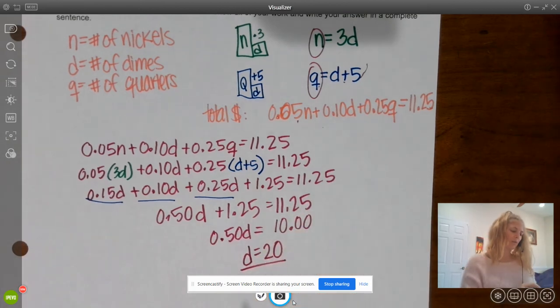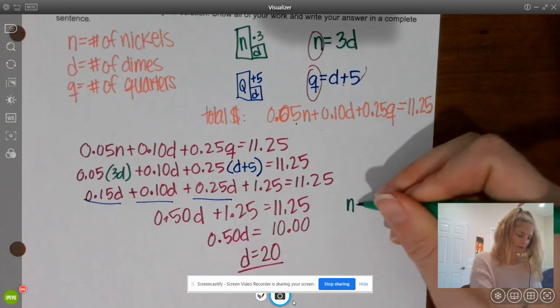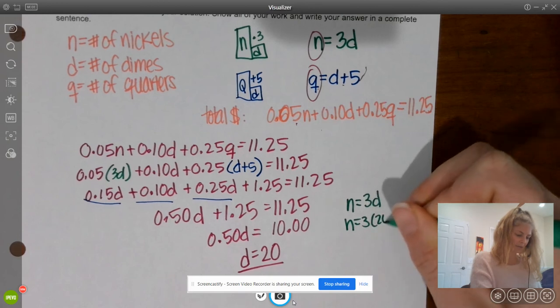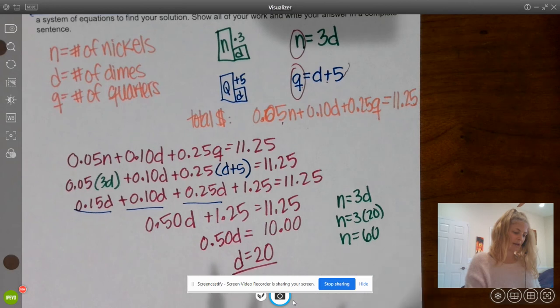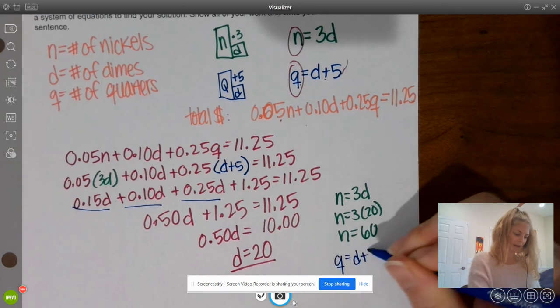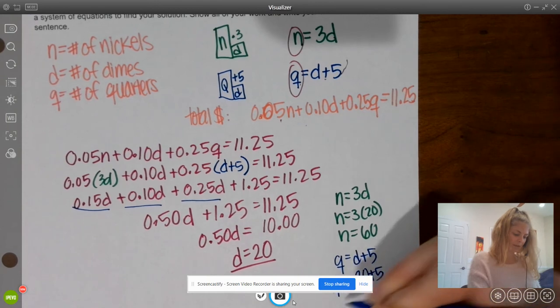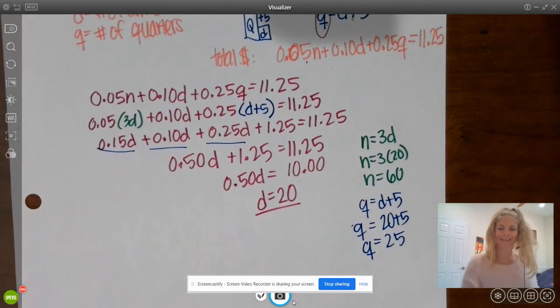So from here, what do we still need to know? We need to figure out the nickels. We know nickels is equal to 3 times D, so nickels is 3 times 20. So 60 nickels. And our quarters, Q equals D plus 5. Q is equal to 20 plus 5. So Q is 25 quarters, each worth 25 cents.